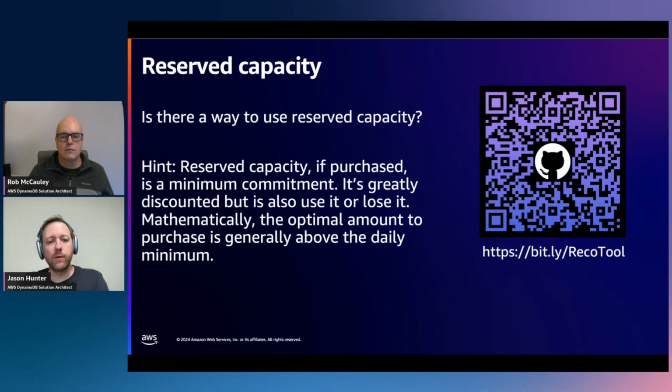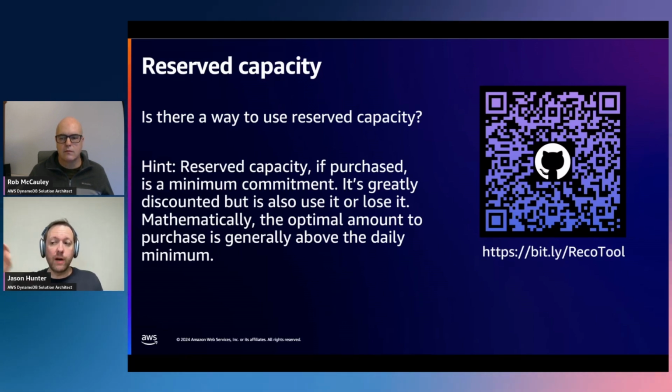Now, if you're curious about what the right amount of reserve capacity is, if you're not already using reserve capacity, here's a link, the bit.ly Recode tool, which is the recommendation engine for reserve capacity. It looks at your last 30 days and says, this would have been the right amount of reserve capacity to own. So if your future looks like your past, this is great advice.